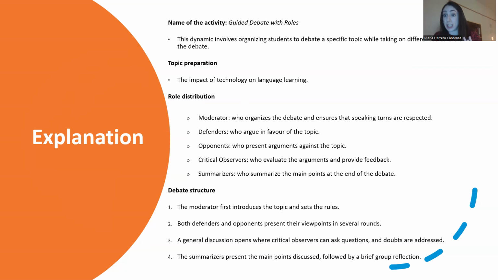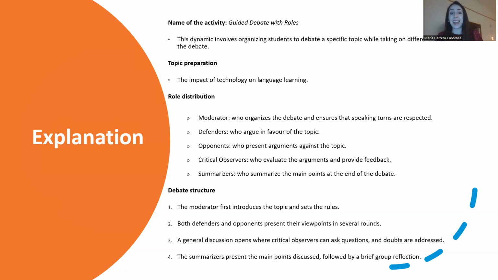Then we would proceed to distribute the roles, and here I marked 5 main roles. The first one would be moderator, who organizes the debate. They make sure that speaking turns are respected. Then the defenders argue in favor of the topic, whereas the opponents present arguments against the topic. The critical observers will be evaluating the arguments and also providing feedback. And finally, the summarizers, like the name says, will be summarizing the main points at the end of the debate.